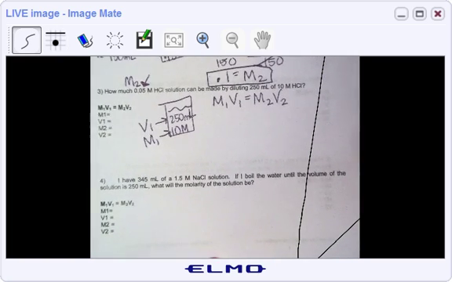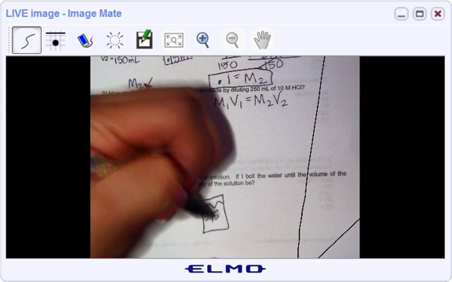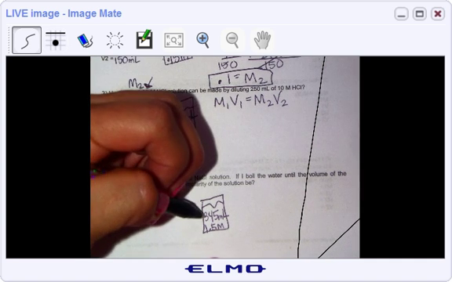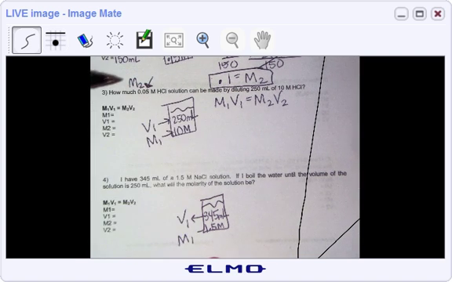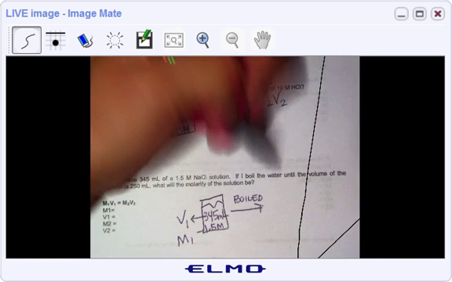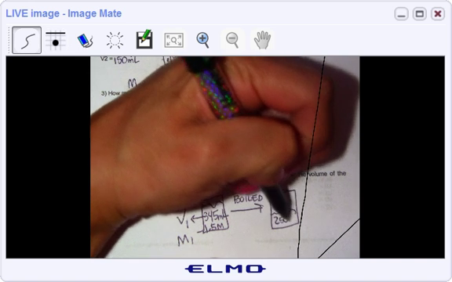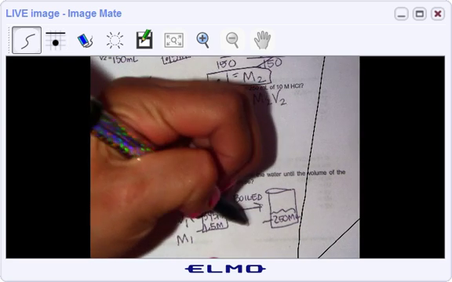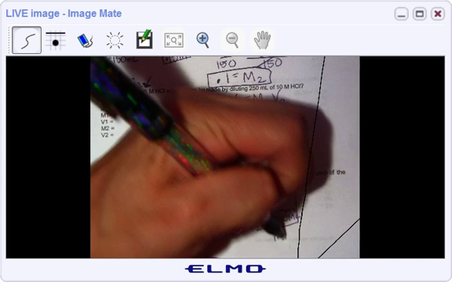I'm going to make some notes down on number 4. It says I have 345 milliliters of a 1.5 concentration. Whoever's doing the experiment, that's what she or he started off with. Okay, then if I boil the water until the volume of the solution is 250. So that 250 is after. So that's going to be V2. What will the molarity of the second one be? So that we're solving for M2.